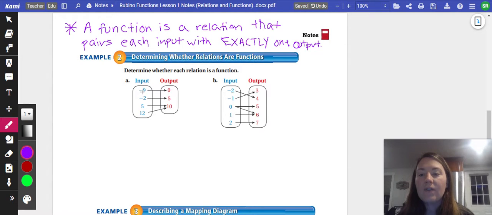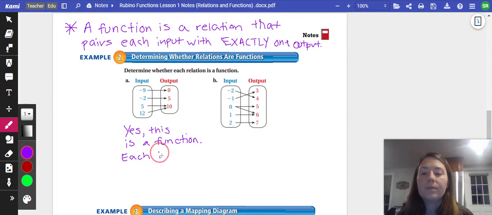I can see that -9 has one output of 0. -2 has one output of 5. 5 has one output of 10. And 12 has one output of 10. So we would say that yes, this is a function. And that is because each input has one output.